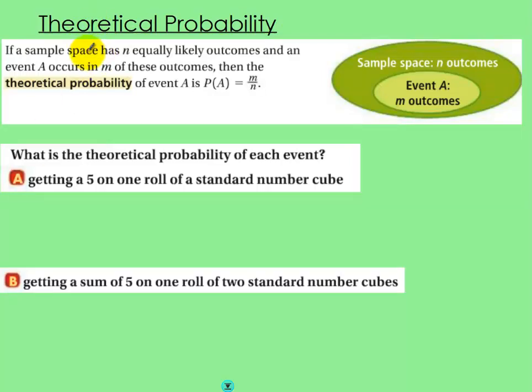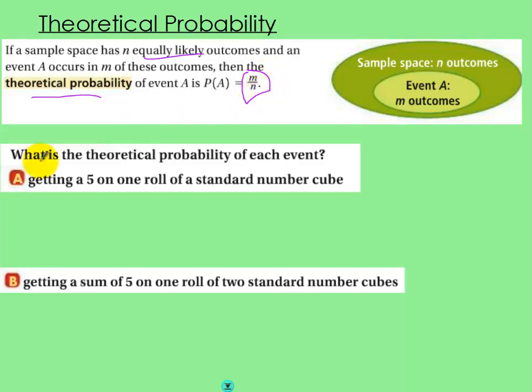Now theoretical probability. This is another big concept for this. If a sample space has n equally likely outcomes, and an event A occurs in m of those outcomes, then the theoretical probability of event A is P(A) equals m divided by n. It's kind of the same concept of what we were doing with those simulations and data, but m is the number of times the event happens, and n is the number of possible outcomes.